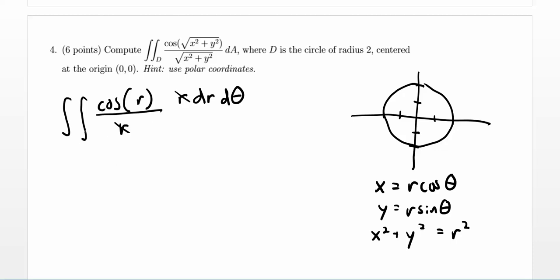And now we have to figure out the bounds. Now these are bounds on r and theta. Looking at this circle, it's very easy to see that the bounds on r are from 0 to 2, because our radii can go from 0 to 2. And then our angle can vary from 0 to 2 pi.